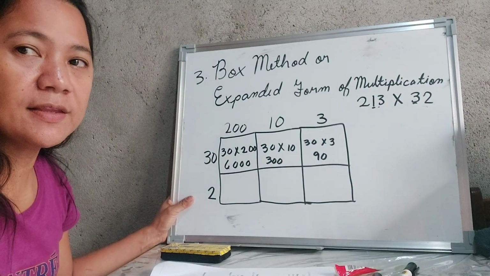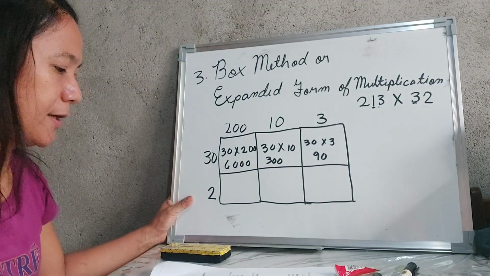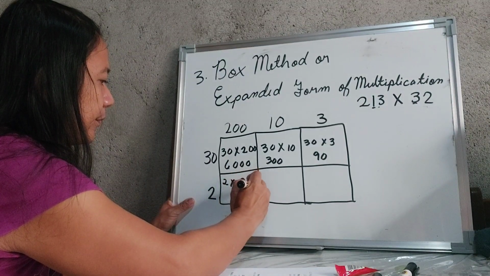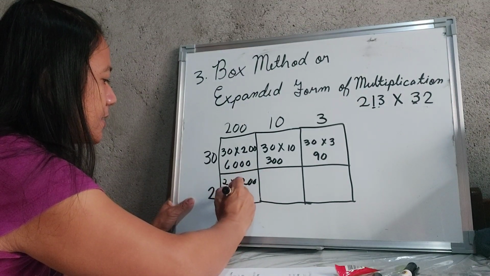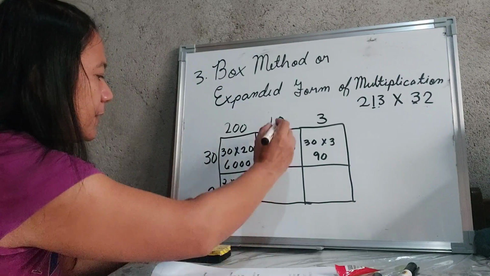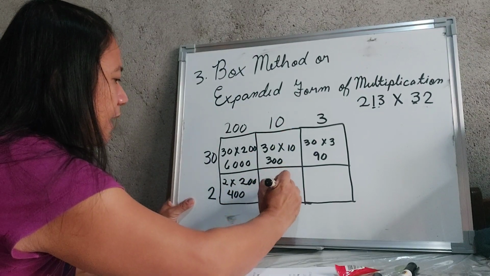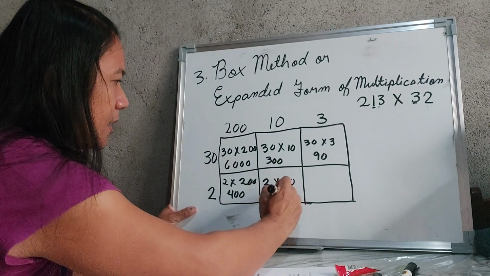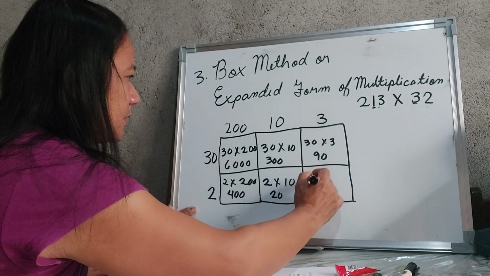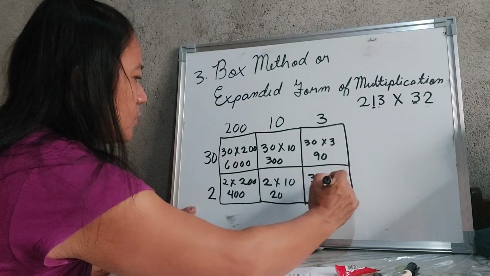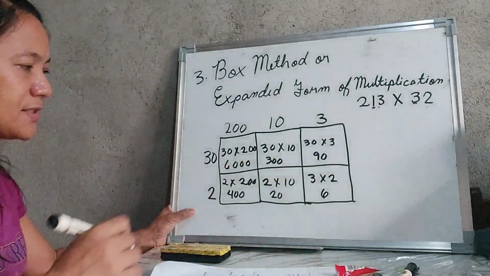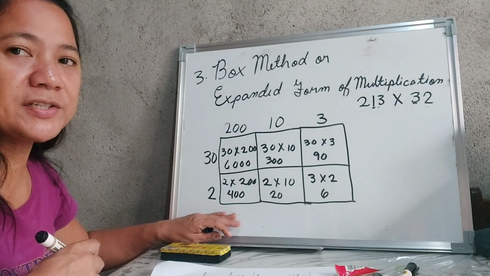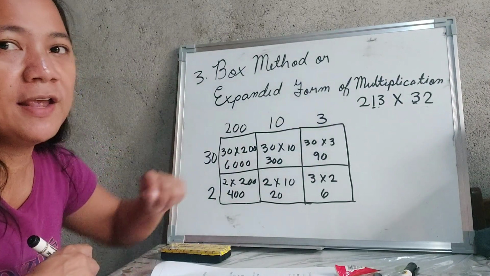Let us now get the second partial product. So 2 times 200 is equal to 400. 2 times 10 is equal to 20, and 2 times 3 is equal to 6. So this is the second partial product of the given data.